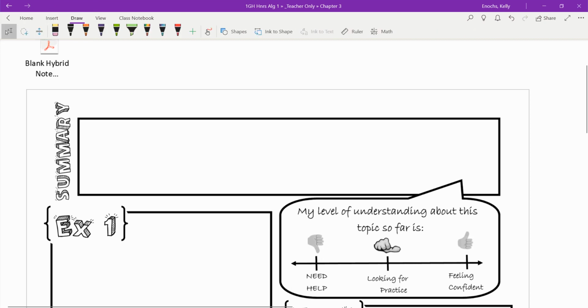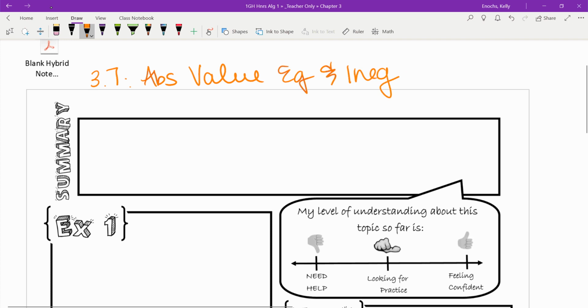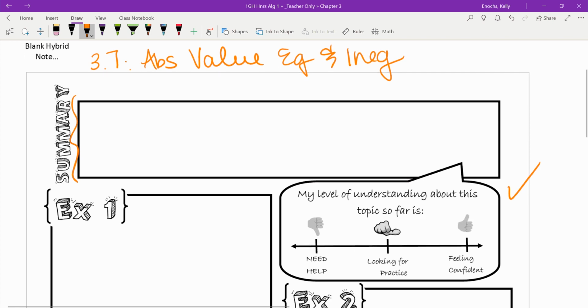All right, ladies. Today we're going to talk about 3-7, and that's absolute value equations and inequalities. So remember, just at the beginning, give me a little summary of what we talked about in class, a little check on how you're doing or feeling about the topic before we begin the examples.